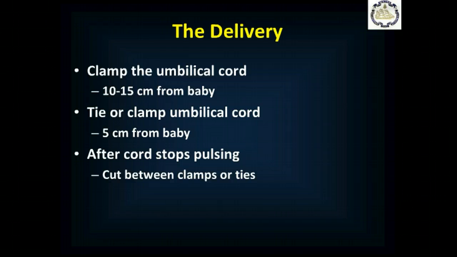Next, you need to free the baby from its attachment to mom. It's time to cut the cord. So you want to clamp the umbilical cord about 10 to 15 centimeters away from the baby. And then you want to tie or clamp the umbilical cord about 5 centimeters from the baby. And once the cord stops pulsing and there's no more significant blood flow going through it, cut between the clamps or ties, and now you've separated the baby from the placenta.